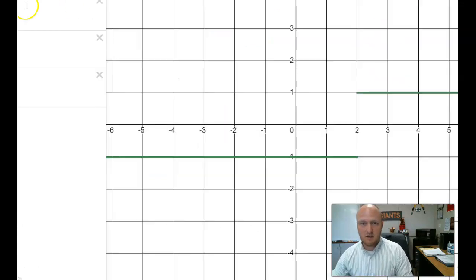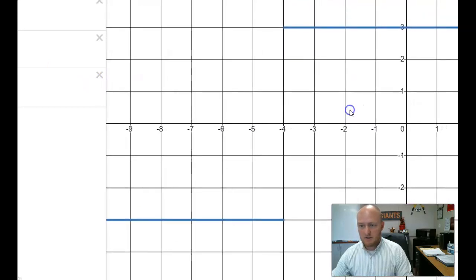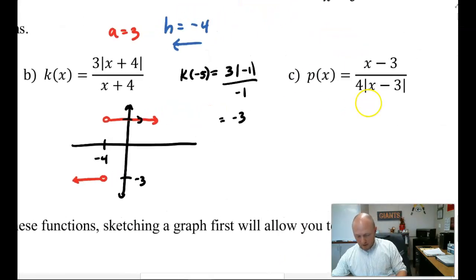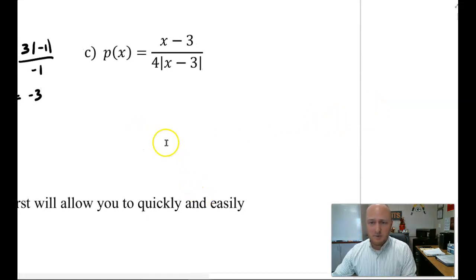Okay, let's double check on Desmos. Make sure I'm not screwing up. Boom. There it is. There's our graph. So it's the same structure. It's a unique function that, again, AP, that College Board loves to use, and they'll use it a lot. C, pause me. Please pause me. I want you to attempt this graph on your own. I'll show you the answer here in a second.